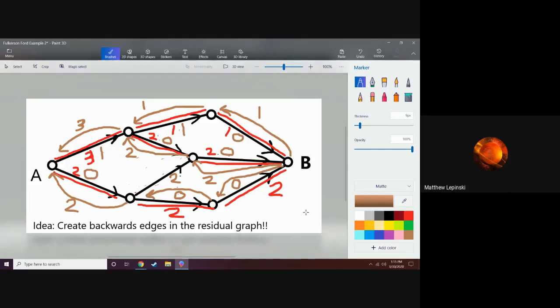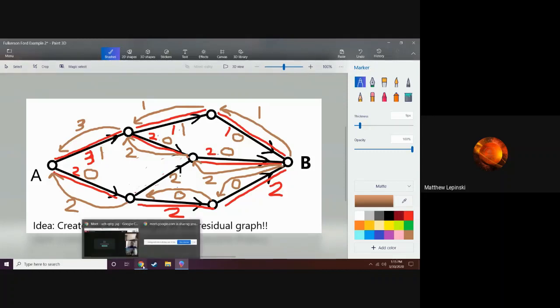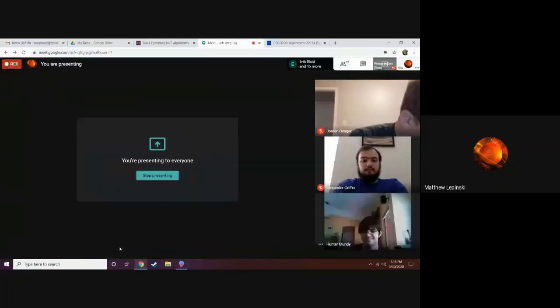Now, that depends on the graph. Sometimes the bottleneck will be coming into B. Sometimes the bottleneck will be going out of A. Sometimes the bottleneck will be somewhere else entirely. Does this answer your question, Jan?